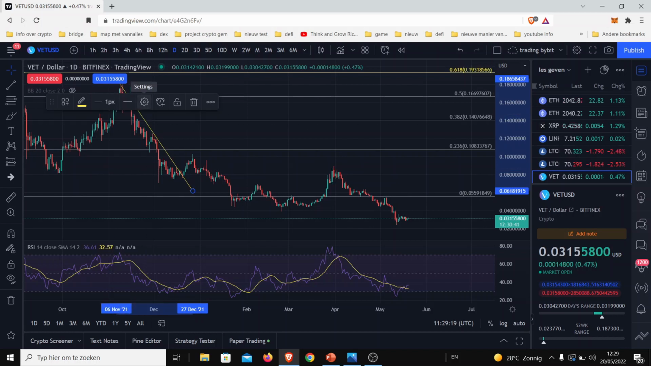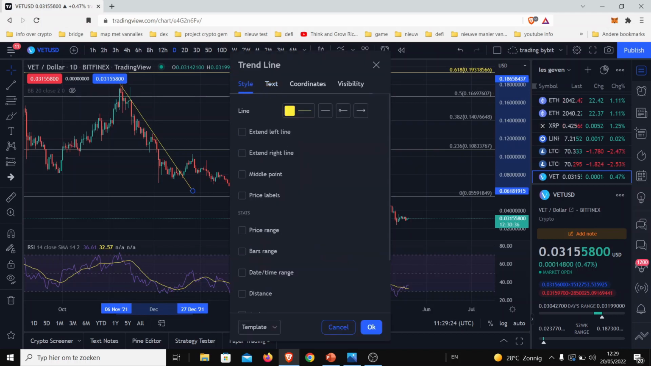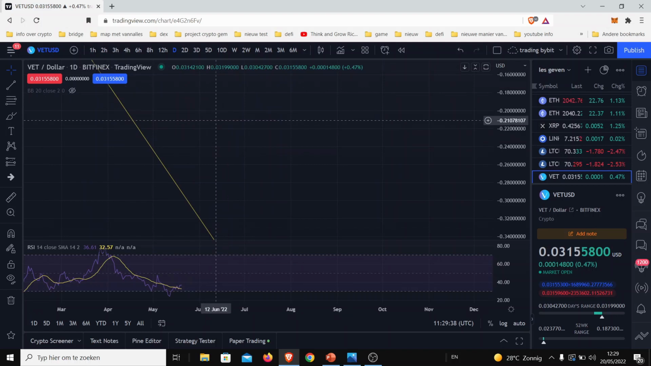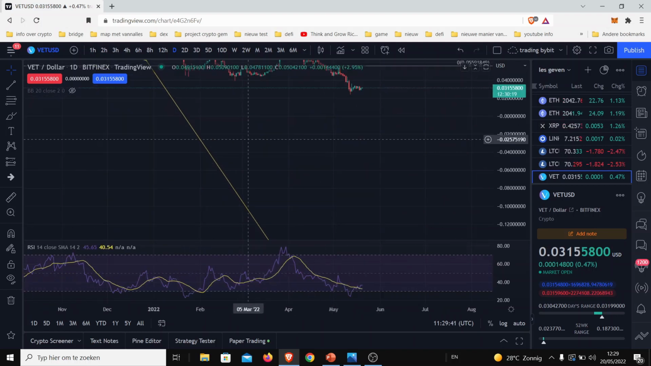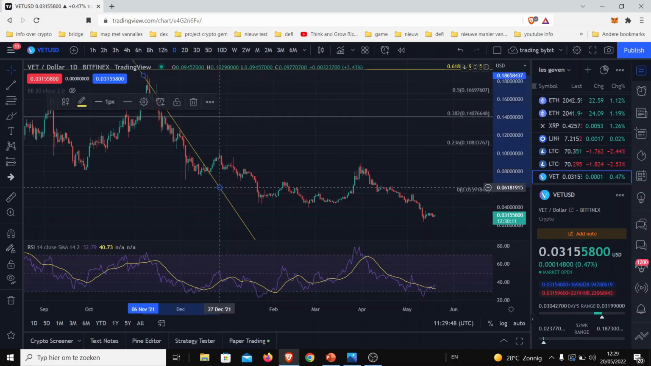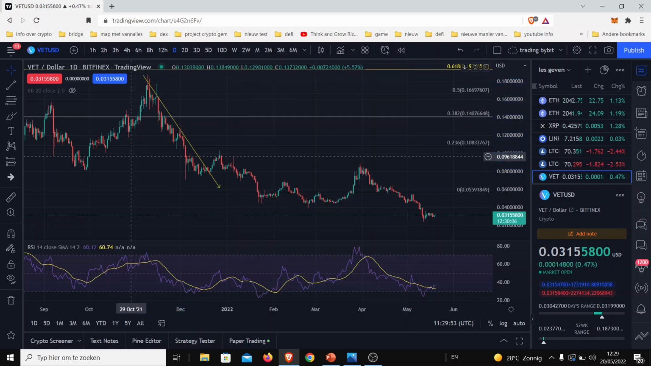If you press on settings, you can also extend these lines, and this is quite handy sometimes if you need it for a long time. You can use style and then extend to the left and extend to the right, and you will see how this keeps going and going until infinity. So that means you only have to draw one trend line, and you can see it for way past time sometimes. I do use it sometimes, so this is quite handy to know.